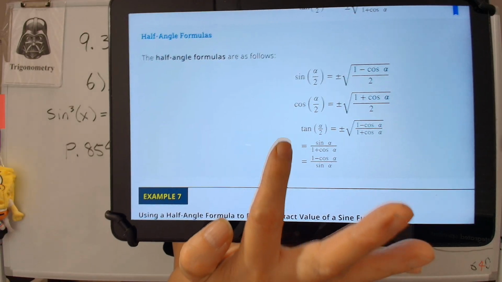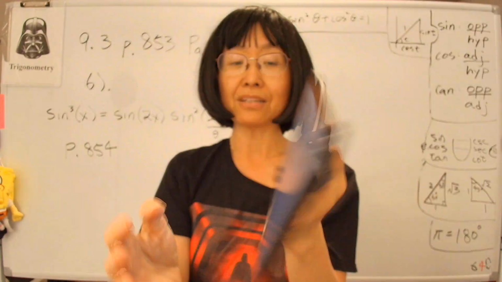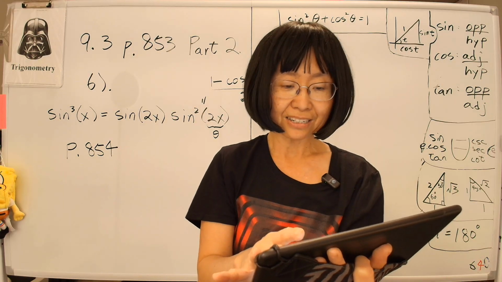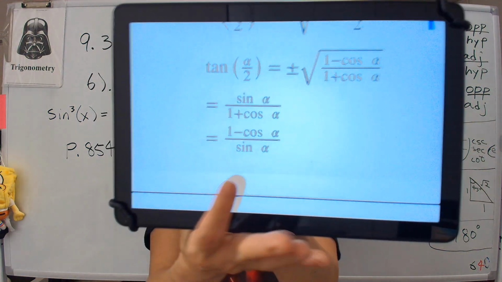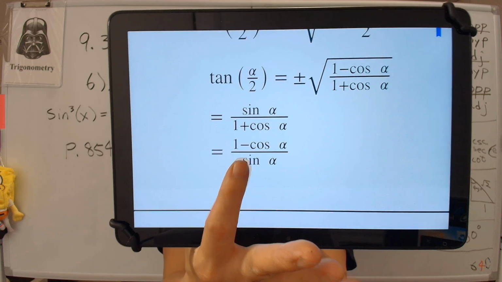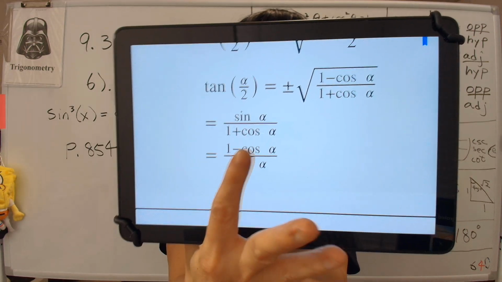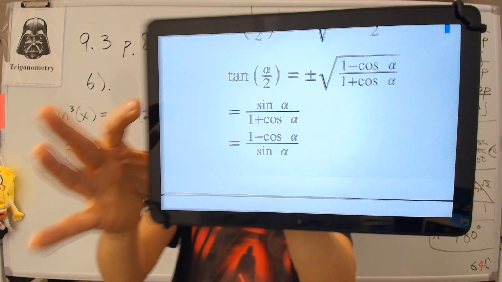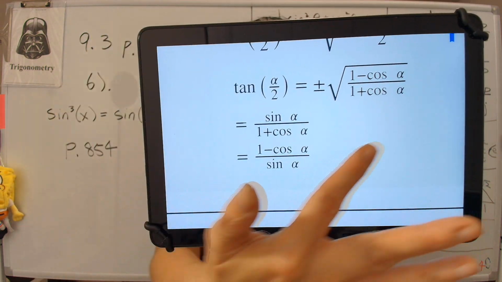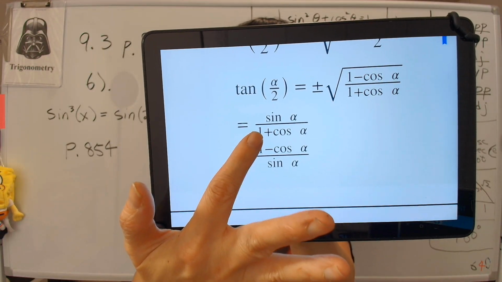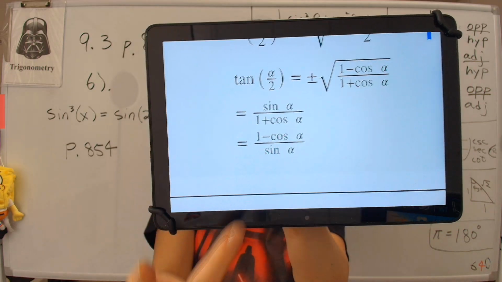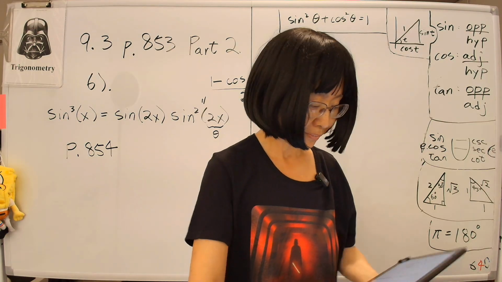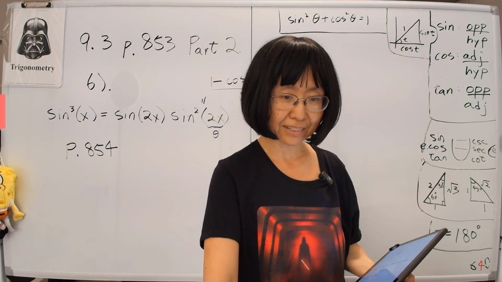Towards the bottom, it says something here that the book did not bother proving. I suspect that maybe they forgot about it and added it in later, so there's no space to prove it. Which is okay, because I dug out the proof somewhere, so we're going to prove this. Tangent alpha over 2 equals to that, but it also equals this and also this. When you pick one, pick the one that's most useful for you at the moment. So let's prove those two things.